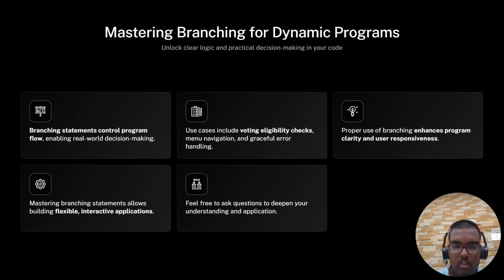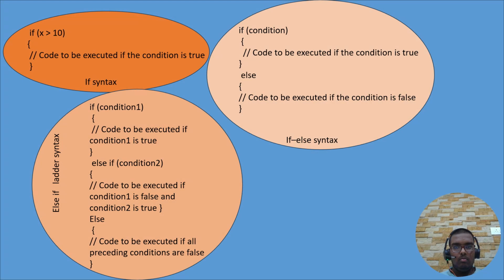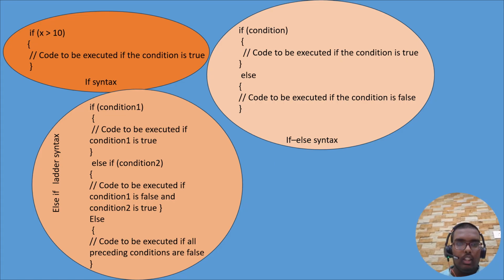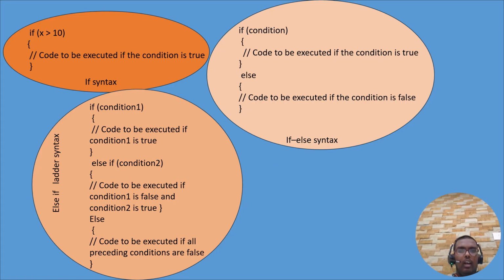Now, let's see what exactly is the syntax of each and every conditional statement. The if statement is a single branch statement, so there's only one block here. This is the syntax of the if statement. The syntax of the if else statement: if condition, execution block, else, execution block.